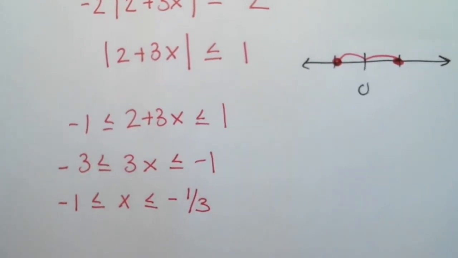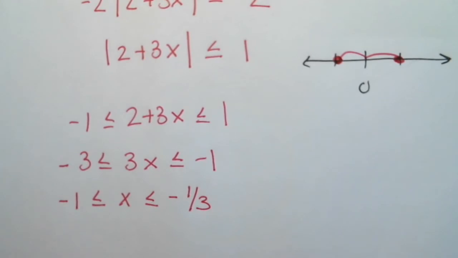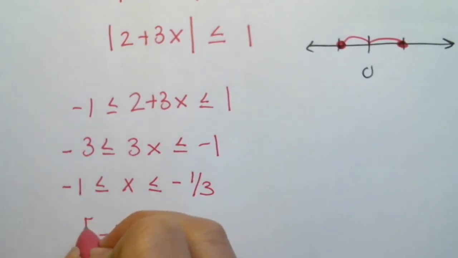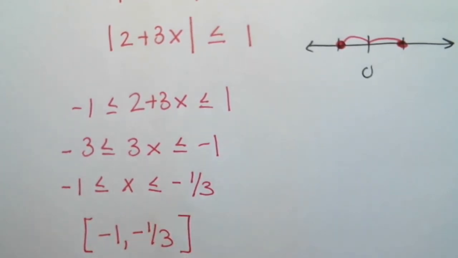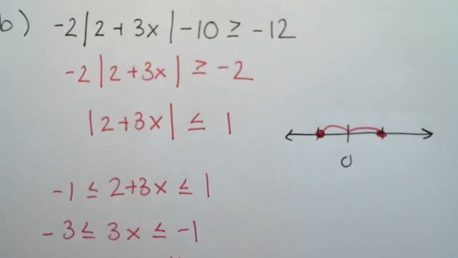And now I'm going to write this number as an interval. So my left endpoint is -1, my right endpoint is -1/3. And because I have this or equal to part, I'm going to use brackets. Okay, there we go.